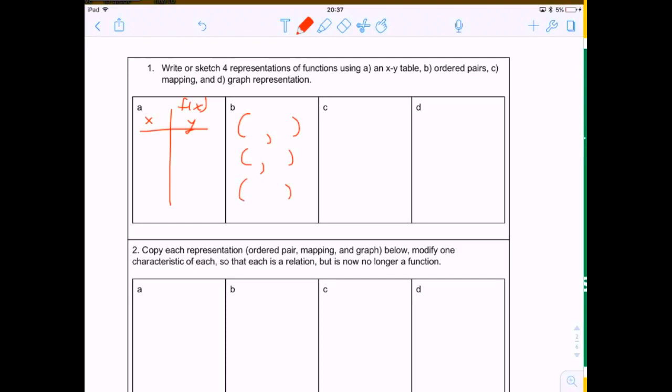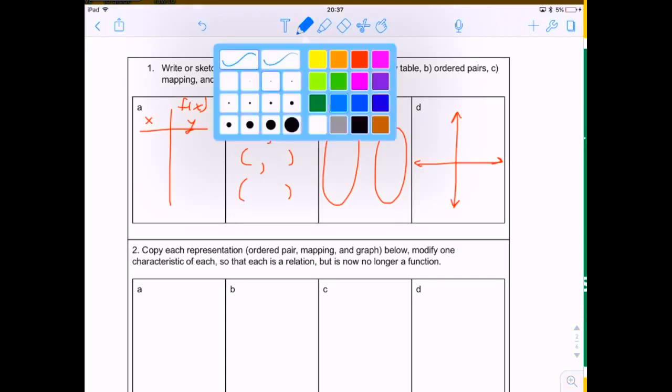C, mapping. Mapping is those circle diagrams where you have things on the left, which are the domain, things on the right, which are from the range, and we have arrows pointing from the left to the right. D, graph representation. Graph representation is basically an XY Cartesian graph with a curve or a line in it. Okay, so now I'm going to complete these representations.